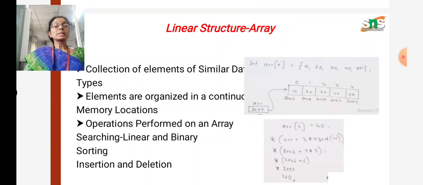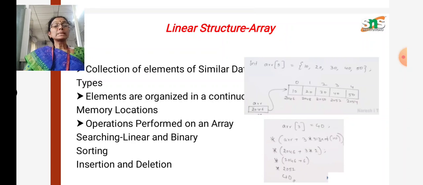In arrays, the operators we use are the address operator and the dereference operator. Using the star we can represent the value at a given address, and using the address operator we represent the address of an element. For example, ARR plus 3 into size of int is the calculation of the address of ARR of 3.